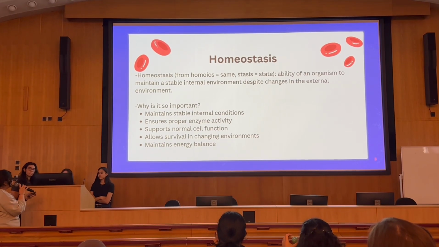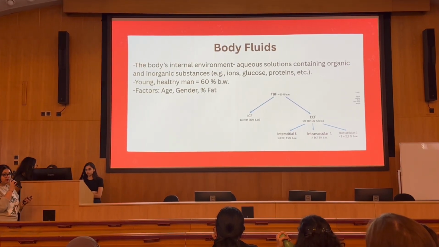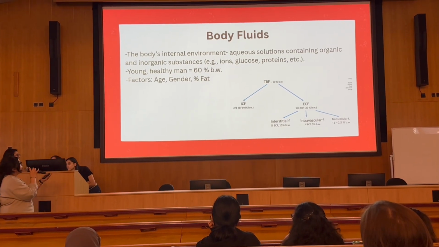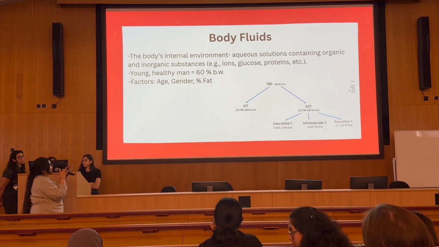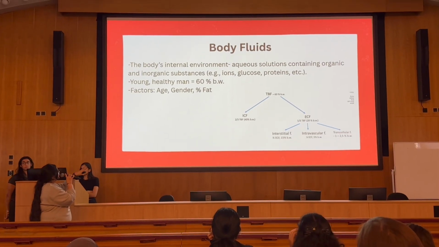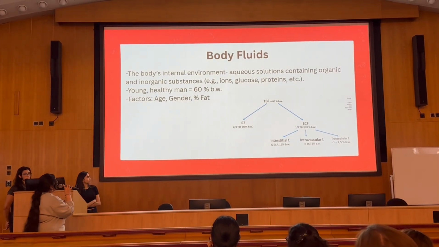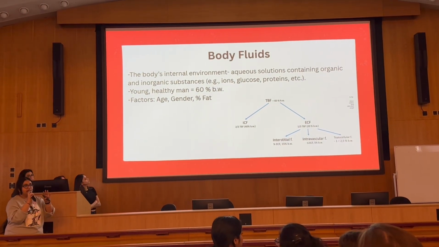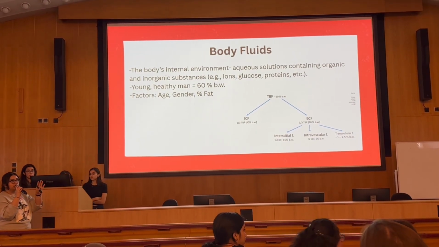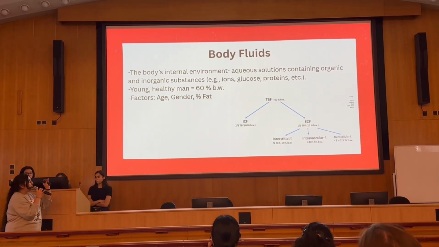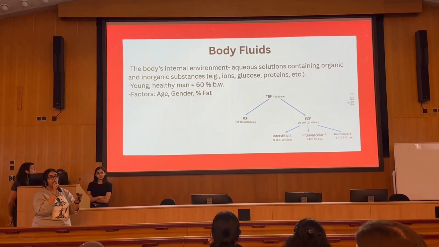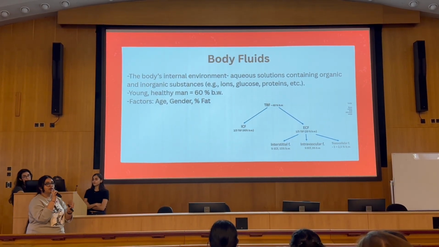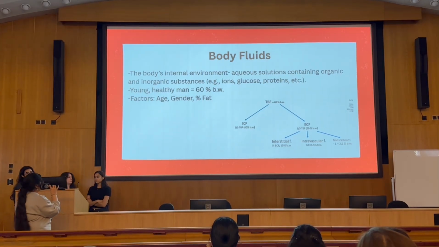Okay, so now we move on to the next one, which is body fluids. Now, body fluids and homeostasis go hand in hand. Body fluids, what are they? They are the aqueous solutions containing both inorganic and organic substances, like ions, glucose, proteins, etc. And if we take a young healthy man who has a body weight of around, let's say, 70 kg, the total body fluid of that person would be 60% of his body weight. So by simple calculation, we can say it's around 42 liters.